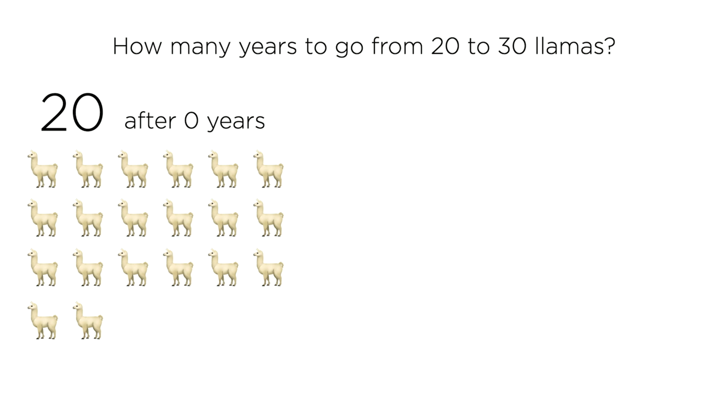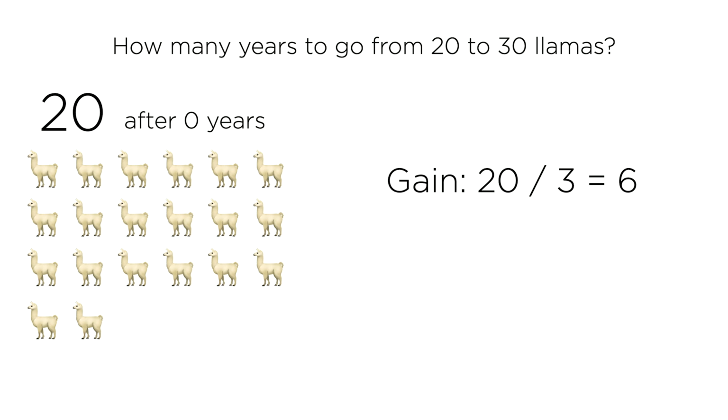Given this setup, we could ask ourselves a question. For example, we could ask, how many years would it take to go from 20 llamas in a population to 30 llamas in a population? Right now, for example, we have 20 llamas in this population, but after 1 year, we would gain 20 divided by 3 llamas. Now, notice here that 20 doesn't divide evenly into 3, and as a result, we need to just truncate whatever would come after the decimal.